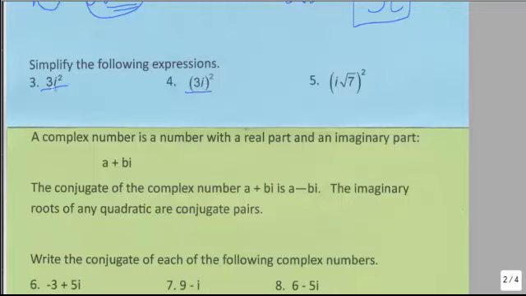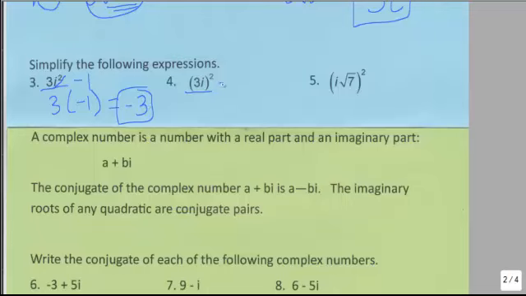So with this one, if we remember from the beginning, i squared is defined to be -1. So we're going to replace that i squared with -1. So that's what this ends up looking like: 3 times -1, which is -3. Basically, when i squared is stuck at the end of a number, its sign will switch.